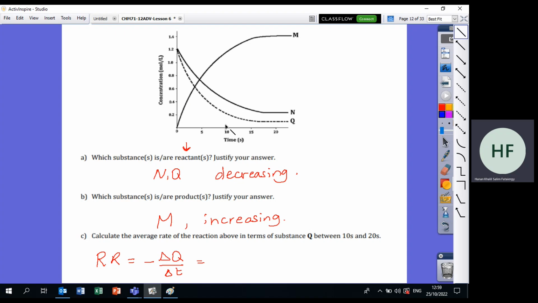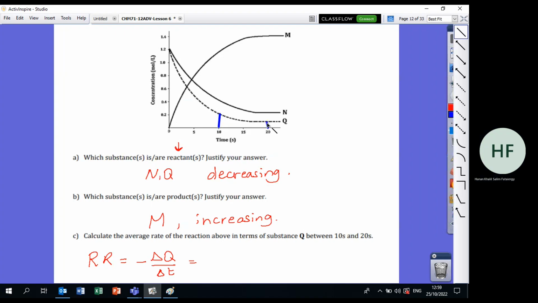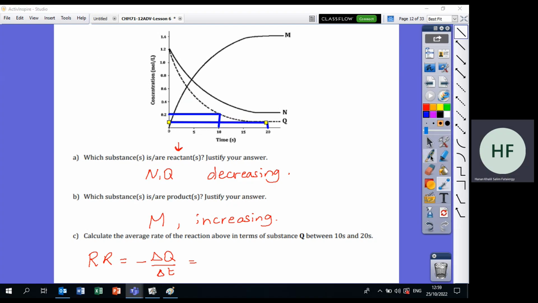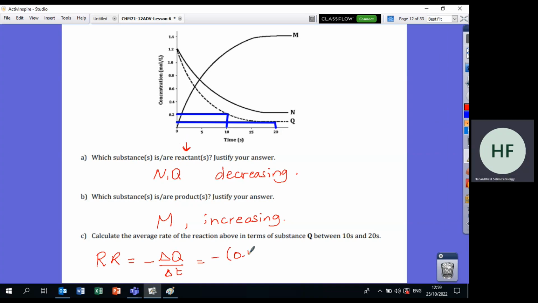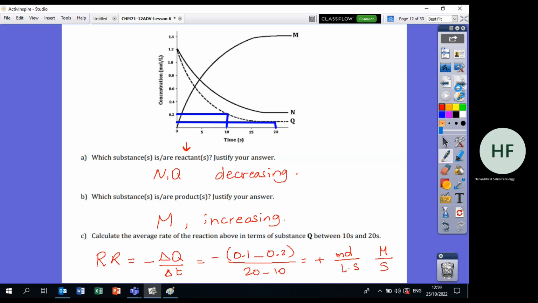So simply I will go to the graph. At 10 and 20, be careful, I'm going to read for Q, not for N. This one is 0.2 and this one is approximately 0.1. So I will say minus, the final amount 0.1 minus initial amount 0.2 over the time, which is 20 minus 10. You find the answer, it should be positive, and the unit is moles per liter second, or moles per liter is capital M over S.